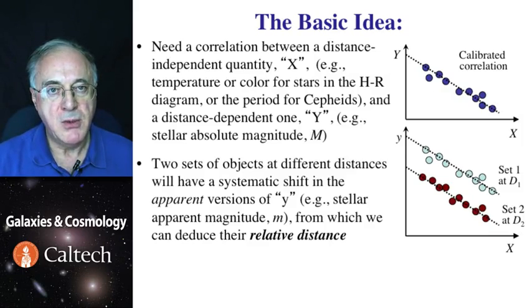So thus, we can use these distance indicator relations as a measure of relative distance. If we can actually calibrate them in the absolute sense, then of course we can get absolute distances as well. And this is how Cepheids work. So now the question is, can we do the same thing for galaxies? And the answer is yes.